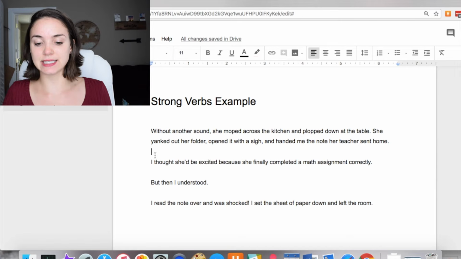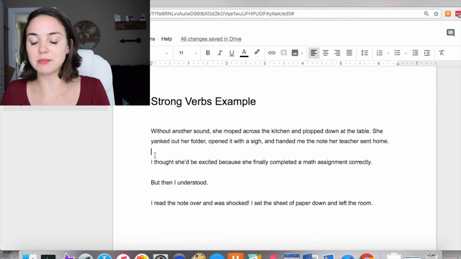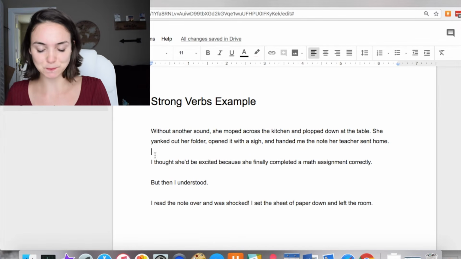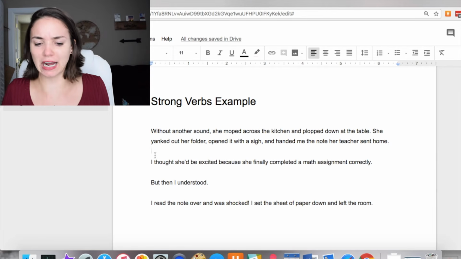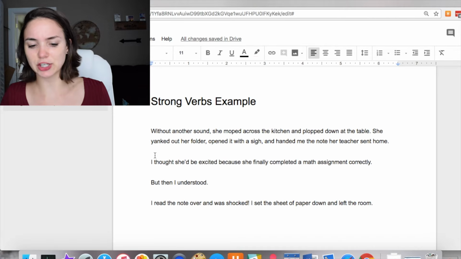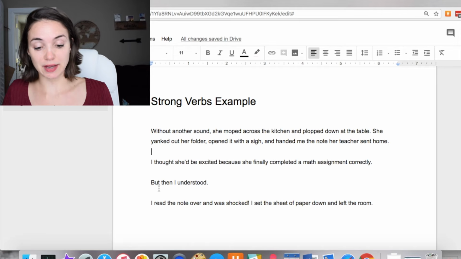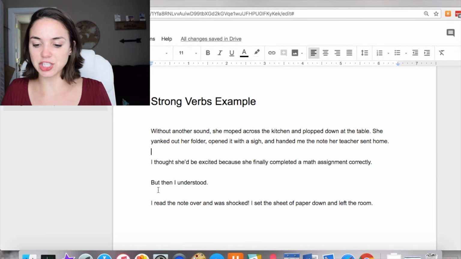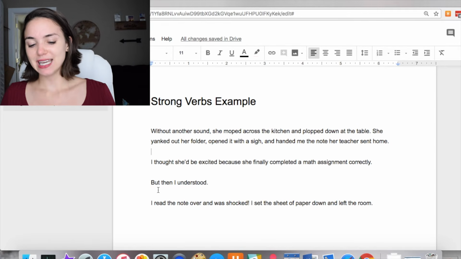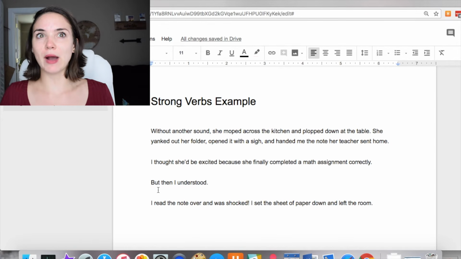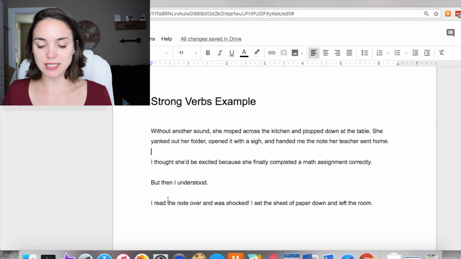So with the next sentence, "I thought she'd be excited because she finally completed a math assignment correctly," that one's probably fine. There's really not anything that needs to be changed here because we're just talking about her. "But then I understood." That one's also pretty good. And then the next sentence: "I read the note over and was shocked. I set the sheet of paper down and left the room." So this doesn't really tell you how I'm feeling other than I was shocked. But my actions don't reflect being shocked.